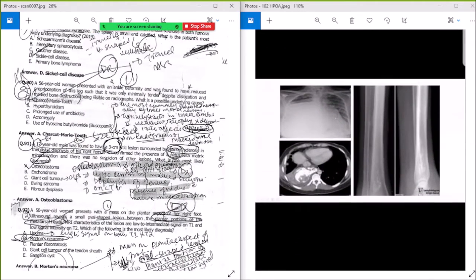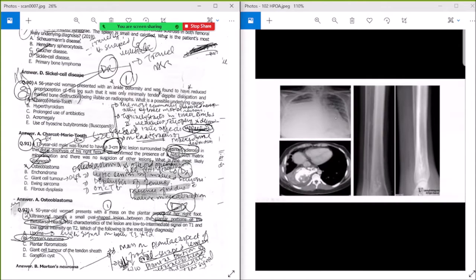Question 90. A 56-year-old woman presented with ankle deformity and was found to have reduced proprioception of her leg, such that it was only minimally tender despite dislocation and marked bone destruction being visible on the radiograph. The possible underlying cause: Charcot joint.